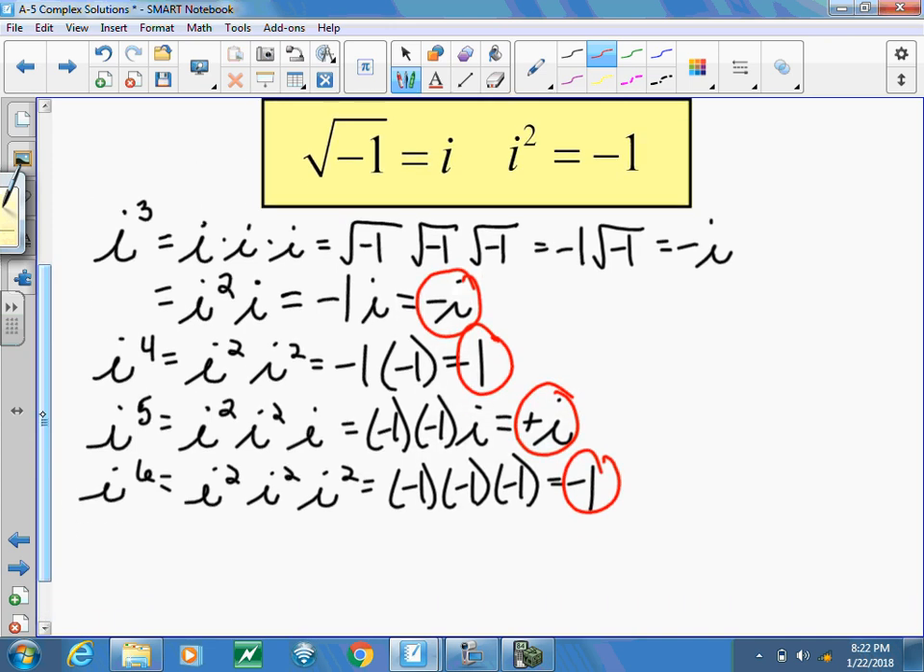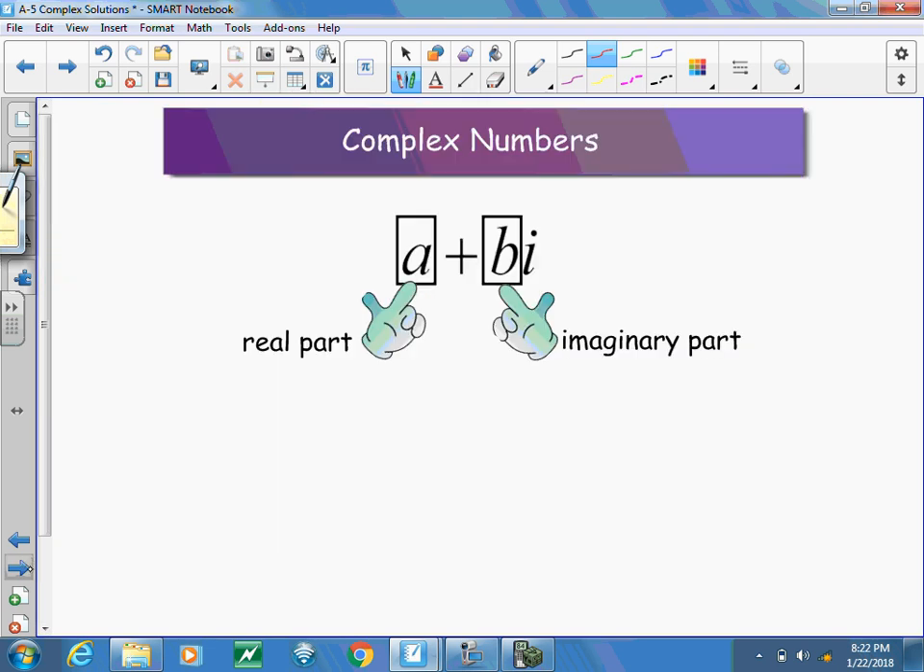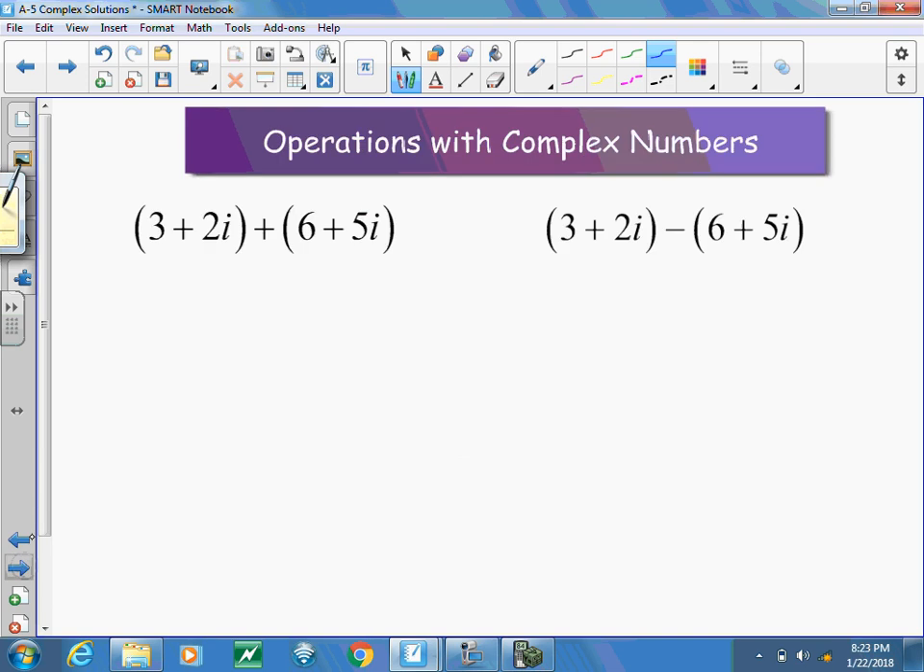So that's a little bit of a pattern of working with i. As far as complex numbers go, it's a number that has both a real and imaginary part to it. Sometimes you'll see just imaginary numbers, like 5i, that's an imaginary number. But if you see something like 2 plus 5i, that's what we call a complex number. Complex numbers are basically helping us solve quadratics, finding some different points. And you can do simple operations with these as well, which we're going to get into now.